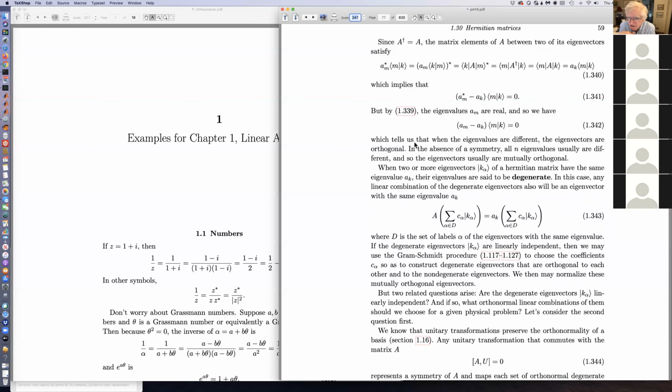Now, in the absence of a symmetry, all the eigenvalues usually are different. And this is why degeneracy occurs almost never if we're just talking about arbitrary matrices. It occurs often in physics problems because we study, especially when doing quantum mechanics, systems with a great deal of symmetry, and with a great deal of symmetry, some of the eigenvalues are equal, and so we have this degeneracy issue.